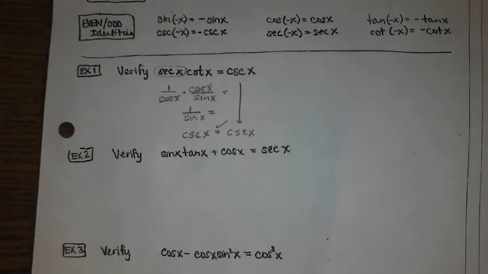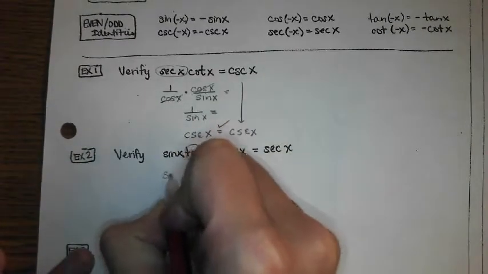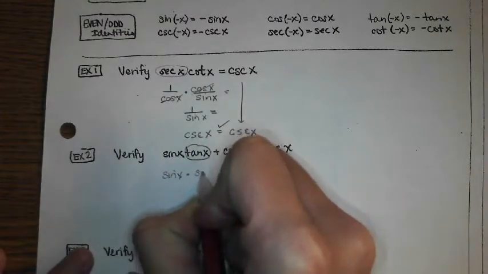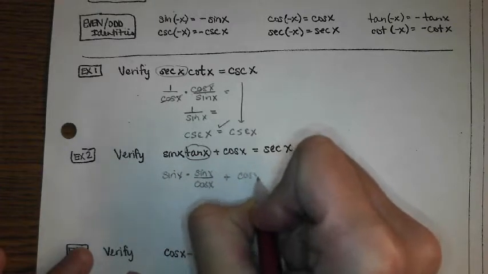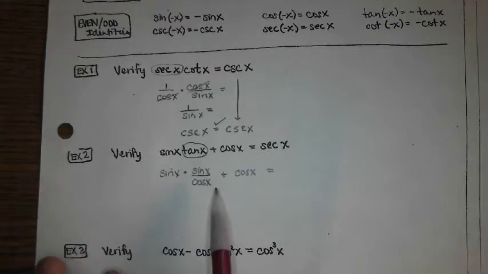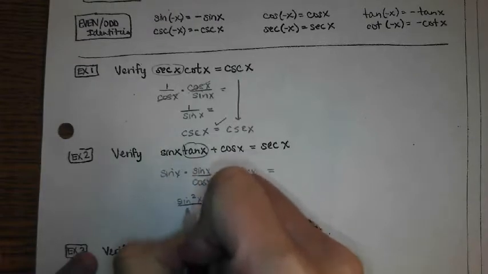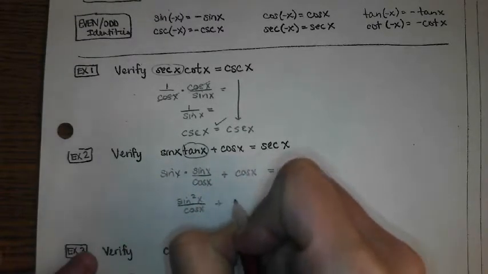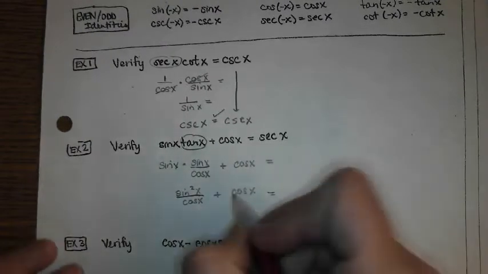So on exercise 2, I'm going to change the tangent into sine x over cosine x. Can't really do much with cosine x, and I'm going to leave the right-hand side for now. Now this is interesting because I have a multiplication. That's going to change it to sine squared x over cosine x plus cosine x. And in order to do anything with this, I would need to get a common denominator, because I can't add these unless I have a common denominator.